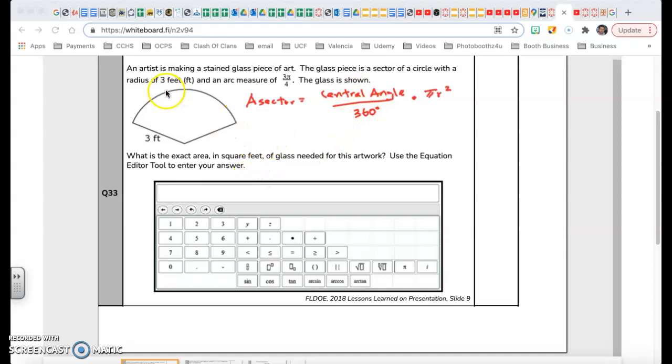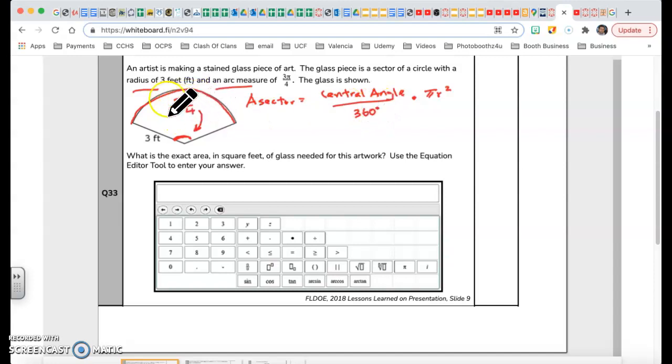What information is given? They gave me the radius, which is 3 feet. What else did they give me? They give me the arc measure. But what's my arc measure, guys? My arc measure is this arc, which is 3 pi over 4. But my arc measure and my central angle are the same. So my central angle, which is what I need here, is 3 pi over 4. But can I plug 3 pi over 4 in here? Nope. Why not? Because you have 360 degrees on the bottom.